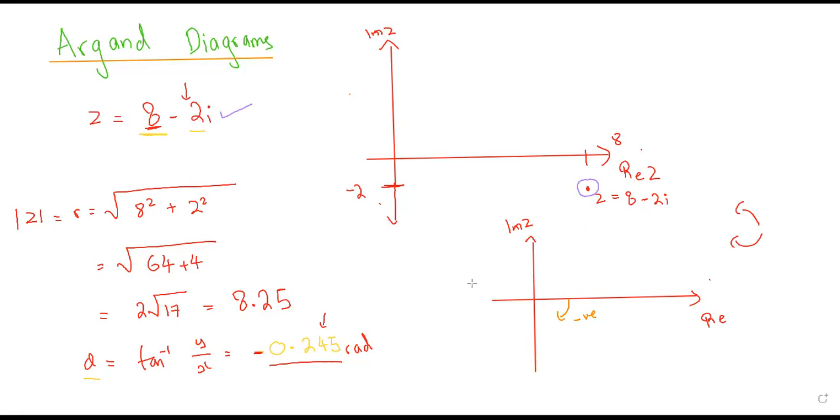So the angle of -0.245 would be somewhere in the fourth quadrant, and I'm going to make an approximate length. This length should be 8.25. So the length is 8.25 and the angle is negative 0.245. So this is the angle, and it is negative 0.245. This is all you need to understand.